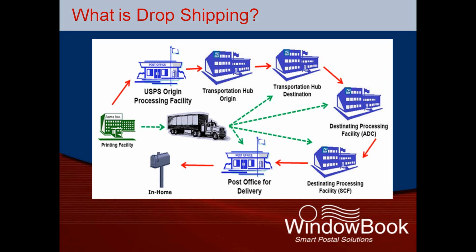Dropshipping, which is represented by the green arrows, bypasses a number of these steps by means of the mailer transporting the mail from the origin facility directly to the destination NDC, SCF, ADC, or even the final DDU. Bypassing these steps saves money for the Postal Service, which they share with mailers in the form of dropship and zone skipping discounts. Mailers may transport the mail themselves or contract with third-party consolidators or logistics providers to transport the mail.